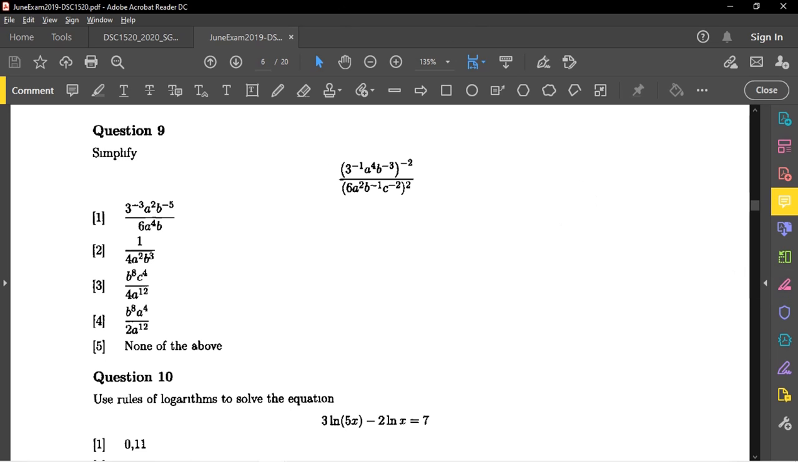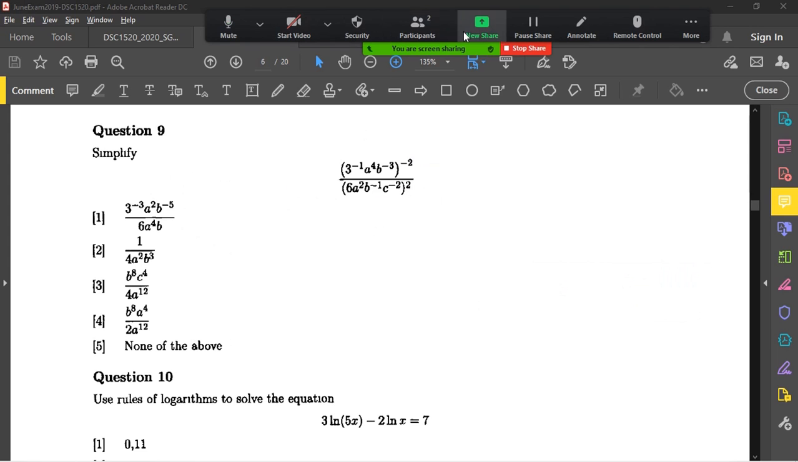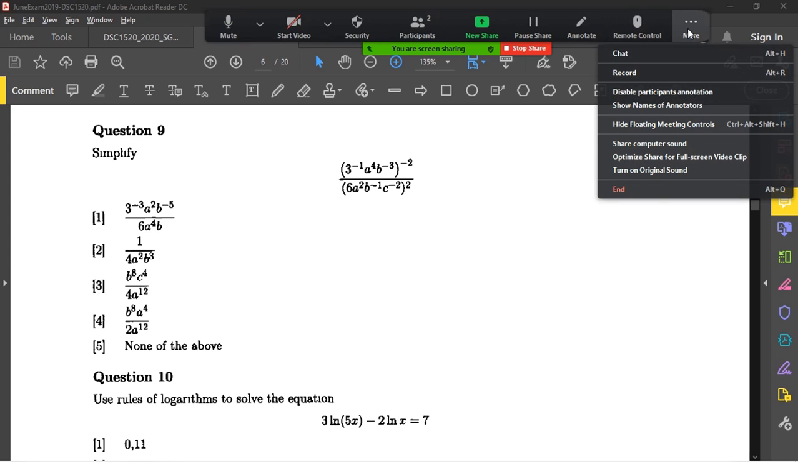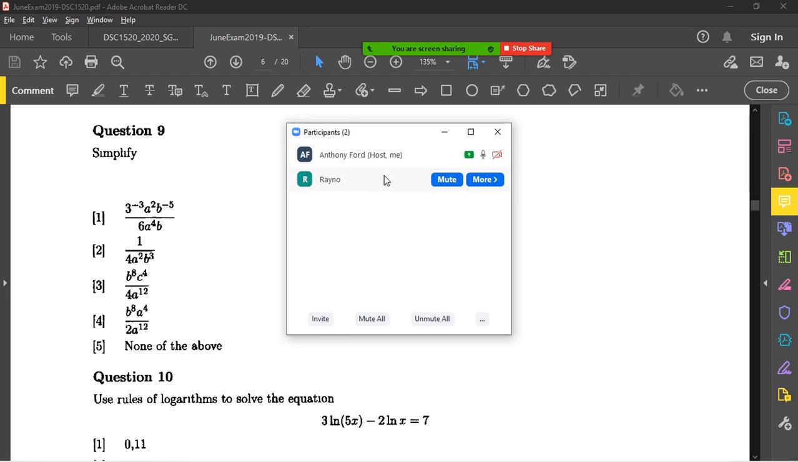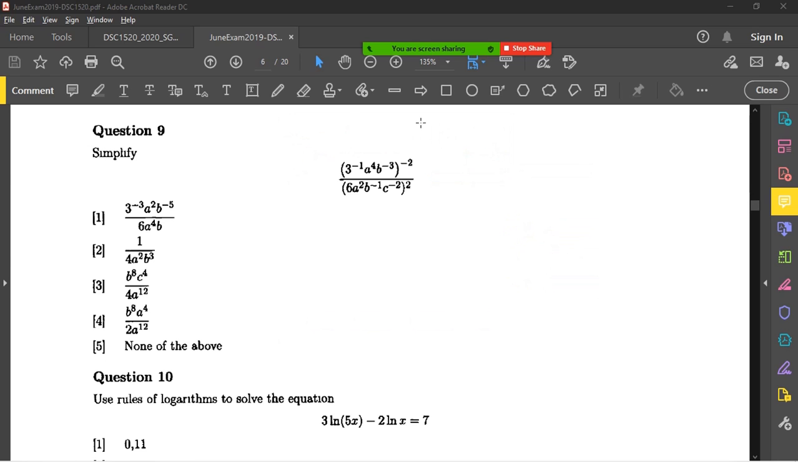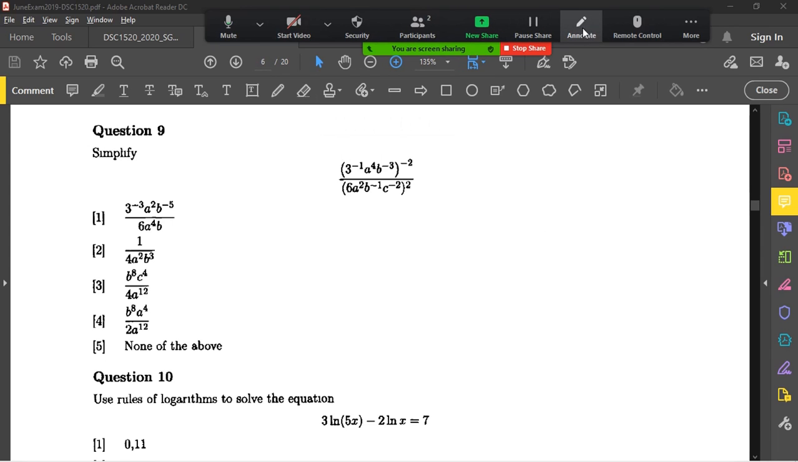Where's the Zoom thing? I want to give you here. You can write on the screen. Let me just see, how do I do this again? Oh, I think you can actually write on the screen. I don't have to give you that option. I think you can do it already. If you go to your options here on Zoom, you should have an annotate button here. Annotate.